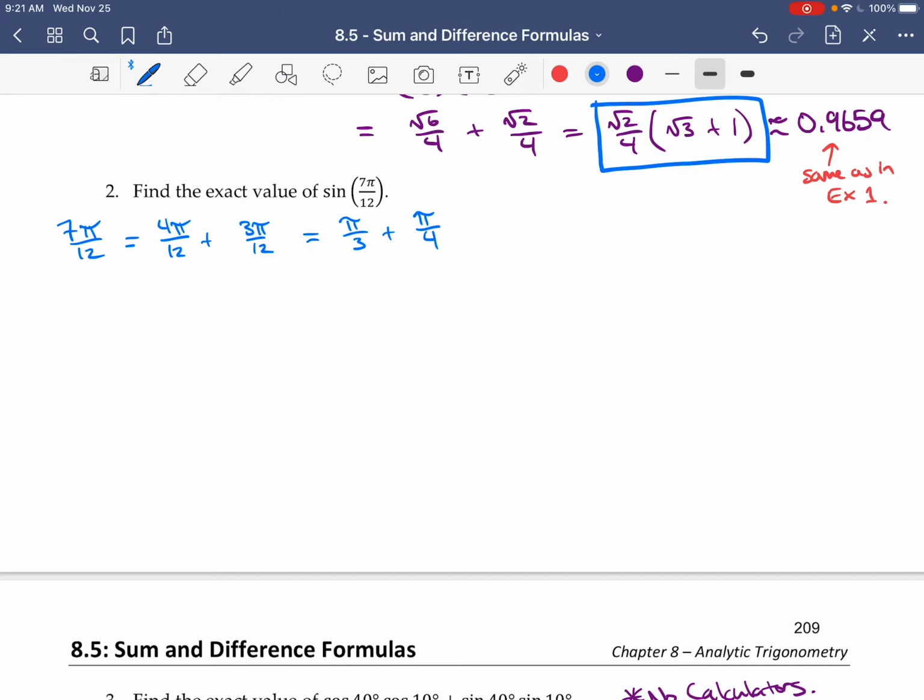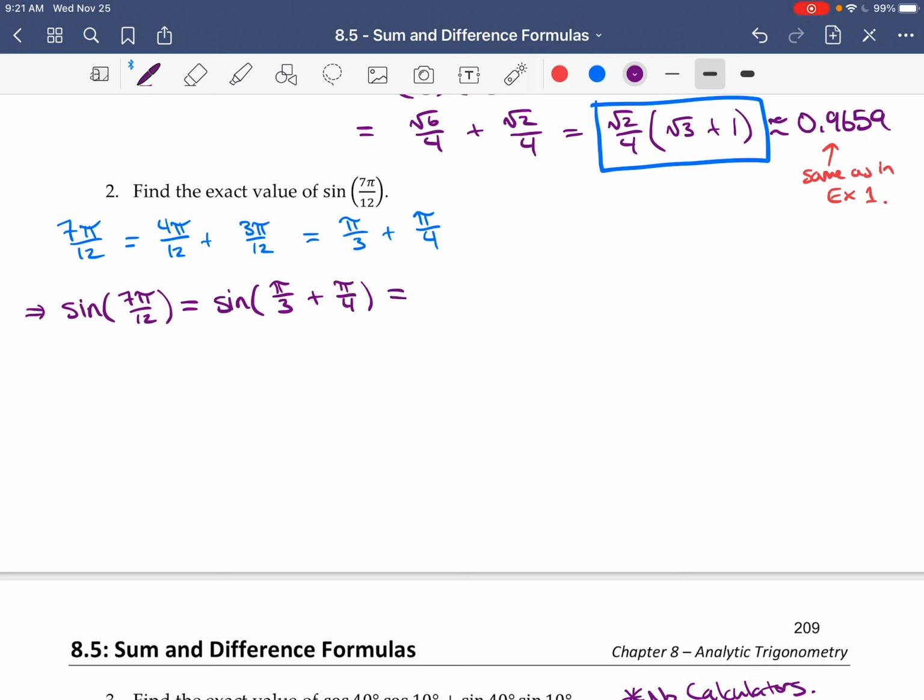So why did I break it down into 4 and 3? Well, I know that none of my special angles have denominator 12. And 4 and 3 add to 7, but they're also factors of 12, so I knew they would cancel with some parts of the 12. So that's how I figured that out. So that means that sine of 7 pi by 12 is going to be sine of pi by 3 plus pi by 4.